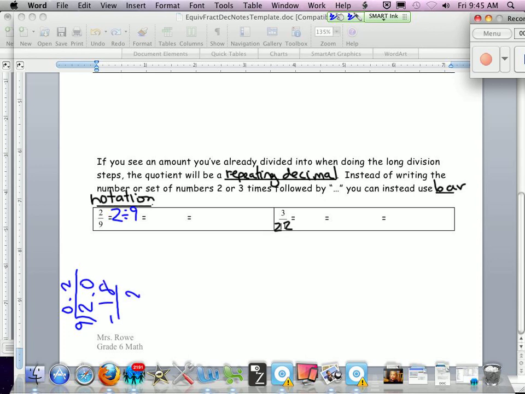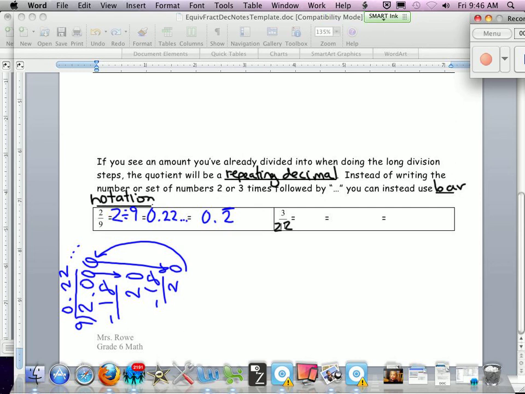So when you bring down another 0, you should say to yourself, I've already done this. How many times does 9 go into 20? It goes in 2 times, and I get an 18. And then I get a 2, which means I bring down another 0, which means I get a 20, an 18, and a 2, and a 20. And that's where the repeating happens. So 0.22 dot, dot, dot, or just a single 2 with a bar over it. So the bar notation, you're supposed to write it just the 1 time.